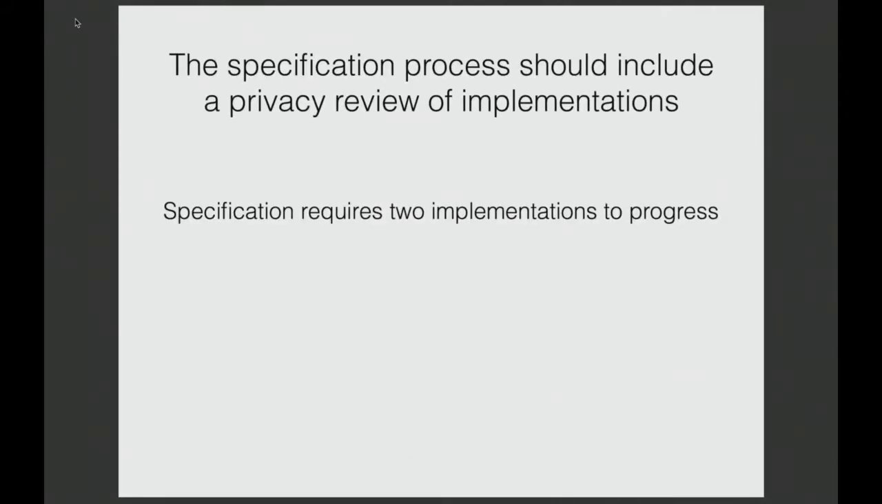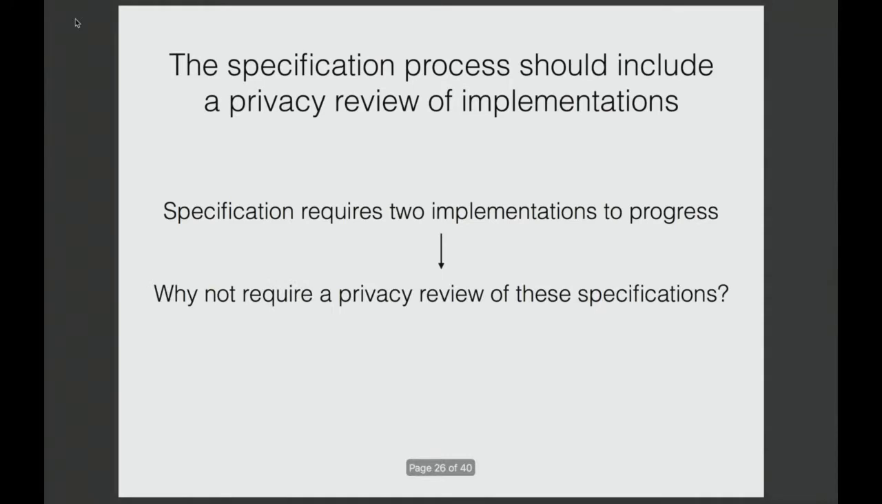And so first, I think the specification process should include a privacy review of the implementations. A spec, to move through the various levels, needs 2 interoperable implementations. So to me, it's why not also require a privacy review of those implementations? Not only have a section in your paper, but review what the various browser vendors have done.